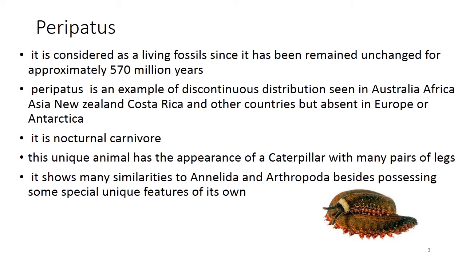It is also considered a connecting link between annelidans and arthropodans. You can find numerous annelidan as well as arthropodan characters, and in addition it possesses some unique features of its own. Discontinuous distribution is a characteristic feature that shows that it is an ancient form, and it is found distributed in Australia, Africa, Asia, New Zealand, Costa Rica, but it is absent in Europe or Antarctica. It is nocturnal, it is carnivorous, and this unique animal has the appearance of a caterpillar with many pairs of legs.